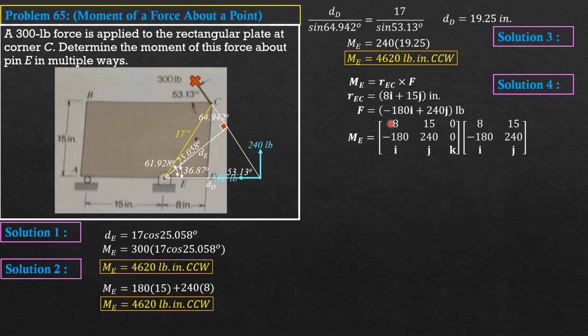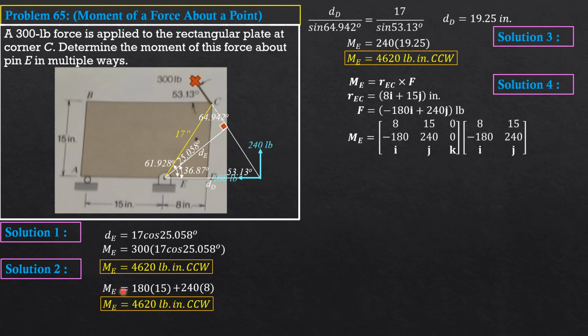You proceed directly to k because i and j will definitely be zero, because the moment of the 300 force would be about the axis through E. So if this is the X, Y, then rotation is about axis Z, which is k. So 8 times 240, then minus negative 180 times 15. So it is 240 times 8 plus 180 times 15.